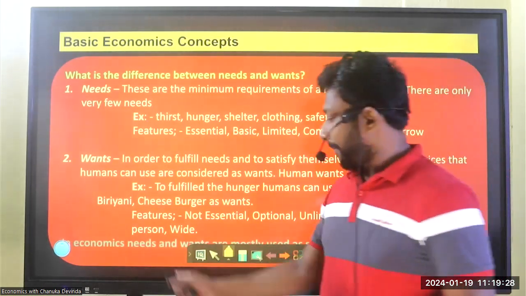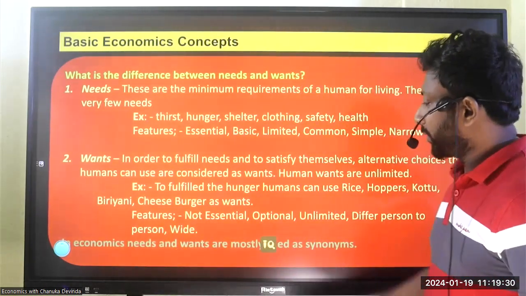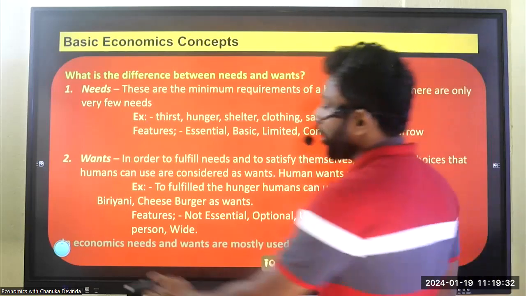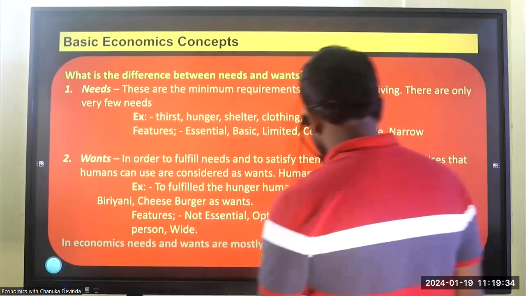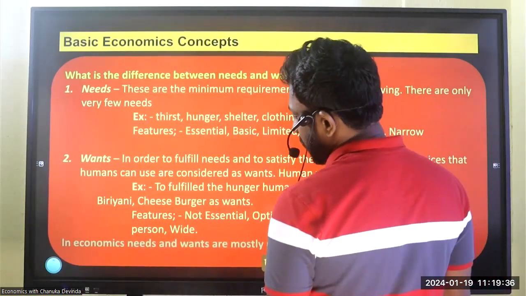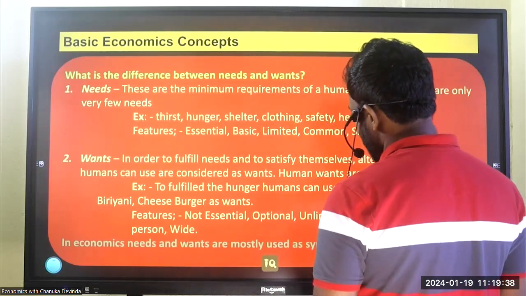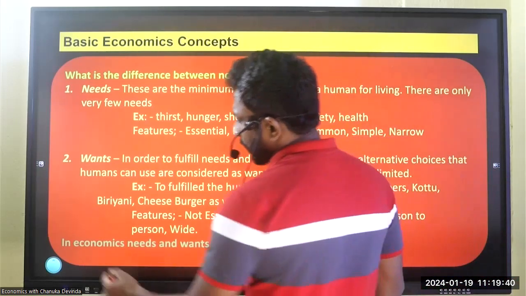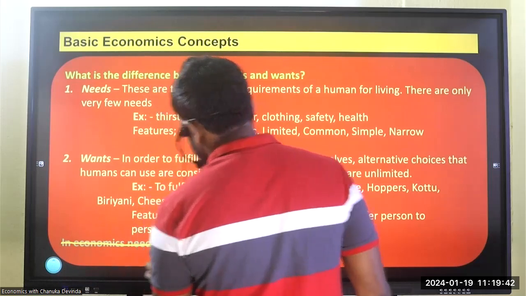And then in economics, needs and wants are mostly used as synonyms, but you can cut that line, I think, right?